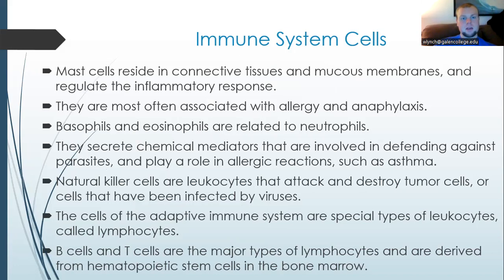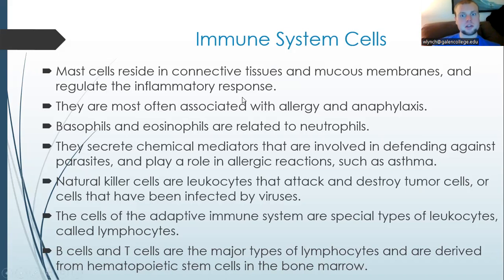Next is the mast cell. Mast cells are going to reside in a lot of connective tissue areas and mucous membranes. They're going to help to regulate the inflammatory response. So they're going to secrete histamines and heparins, which are able to increase inflammation and also dilate blood vessels. They're most often associated with allergic and anaphylaxis responses. So when we have an allergic response, usually we take an antihistamine against histamine. Histamine is a cytokine that is released by the mast cell. So this is what we are targeting when we take that.